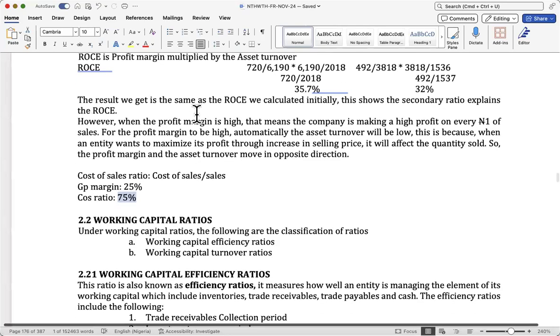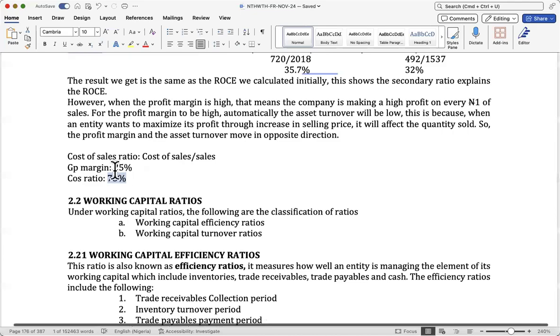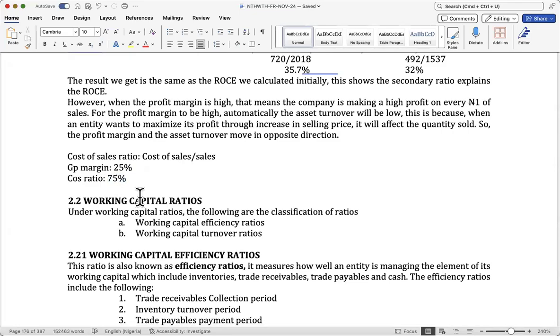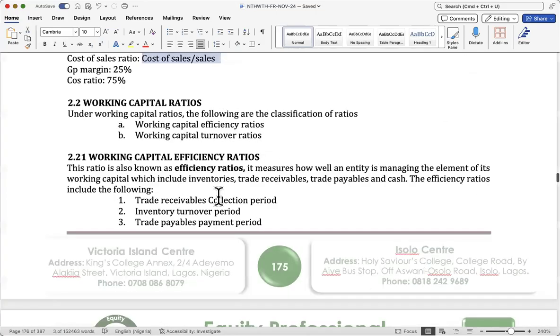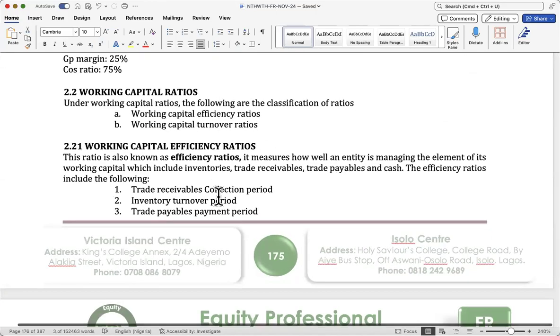Okay. So don't forget that this cost of sales ratio is simply the same thing as 1 minus gross profit margin. It gives you the same answer, or you can express it as cost of sales over sales, the cost of sales ratio. Now, that is it for your profitability ratio.